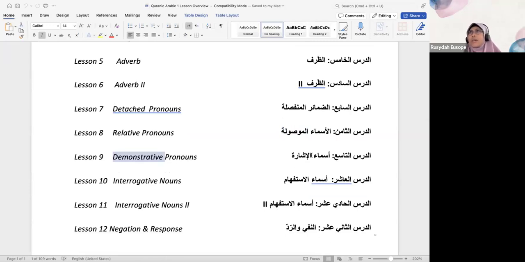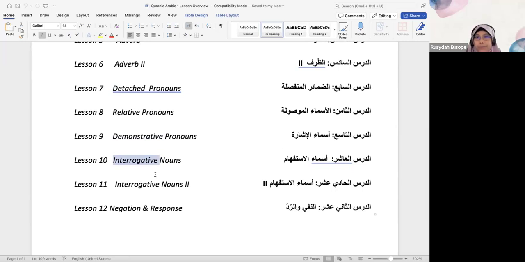Where Allah Azza wa Jalla says, ذَلِكَ الْكِتَابُ لَا رَيْبَ فِيهِ, that is the book. Why that and not this? The book is in front of us, it's near us. So there's also the miracle linguistic part. It's very precise, the choice of words.